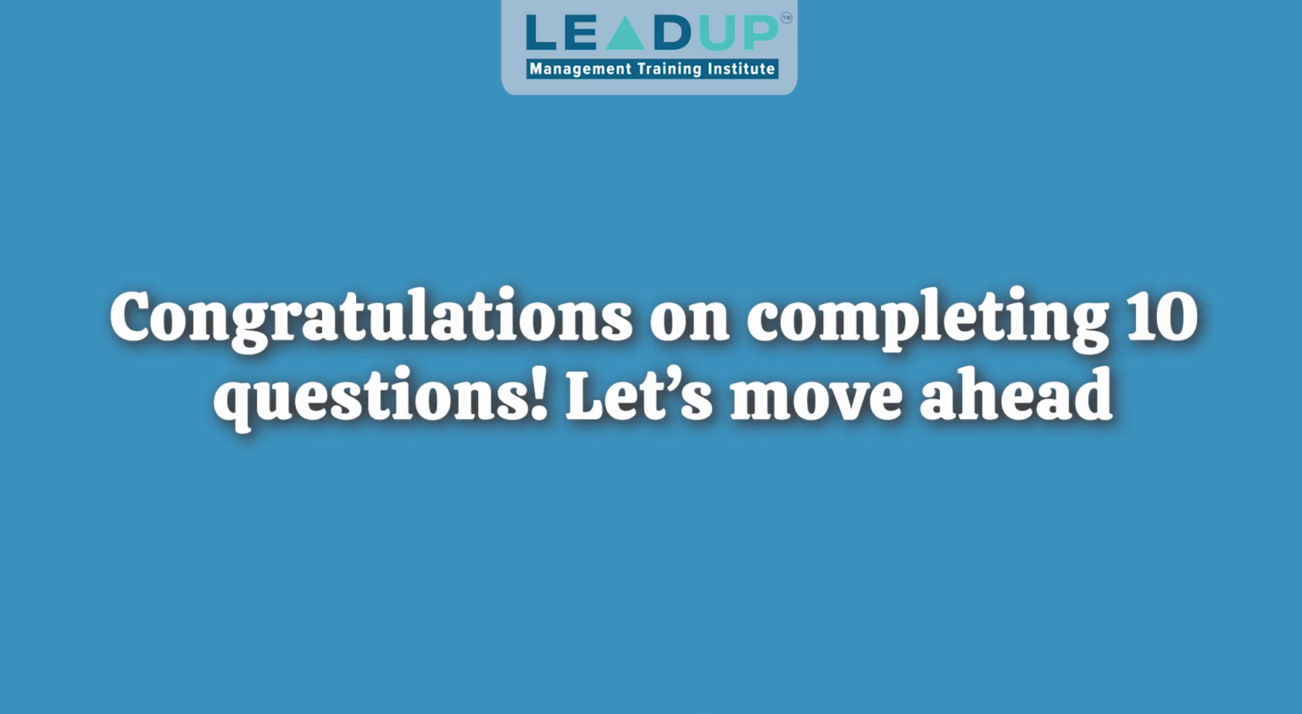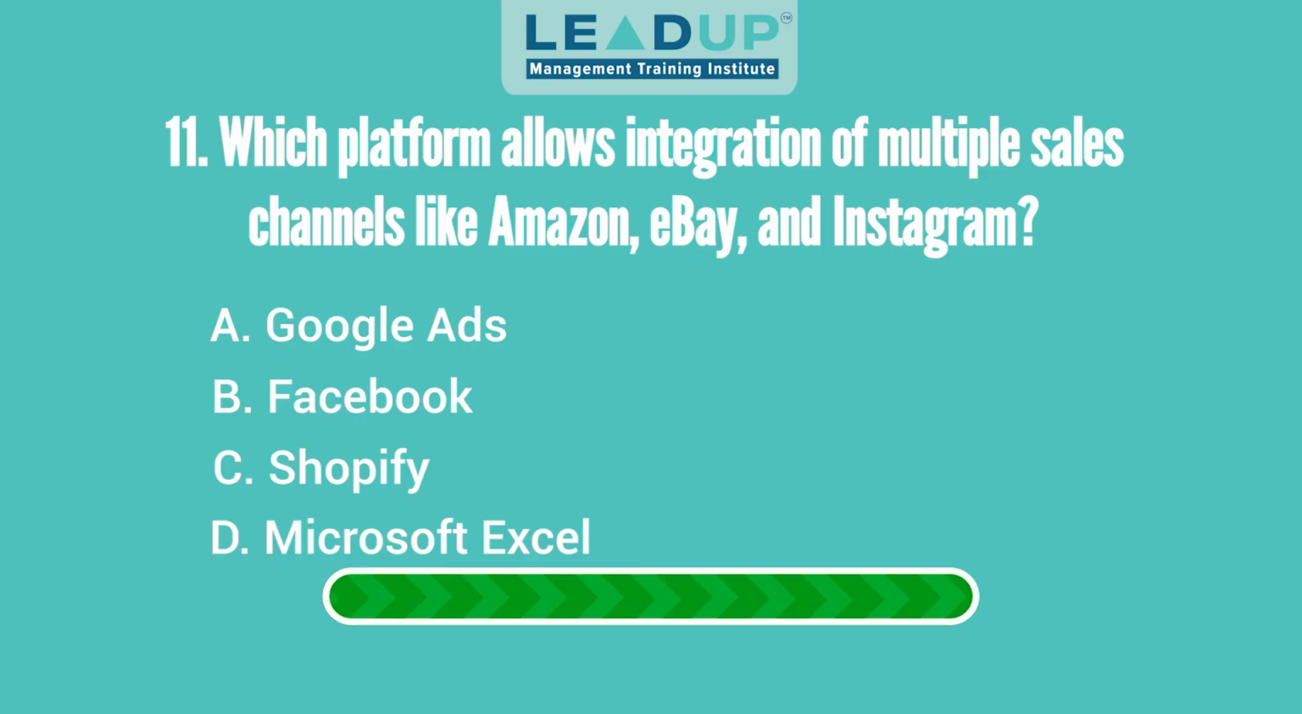Answer: CSV. Congratulations on completing 10 questions. Let's move ahead. Question 11. Which platform allows integration of multiple sales channels like Amazon, eBay, and Instagram? A. Google Ads, B. Facebook, C. Shopify, and D. Microsoft Excel.